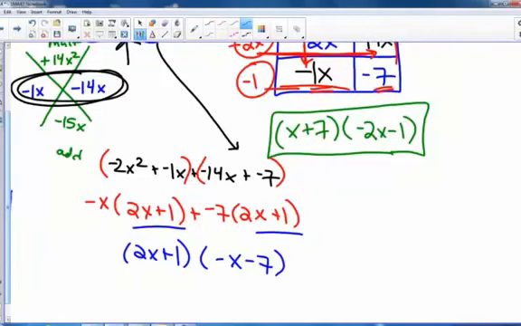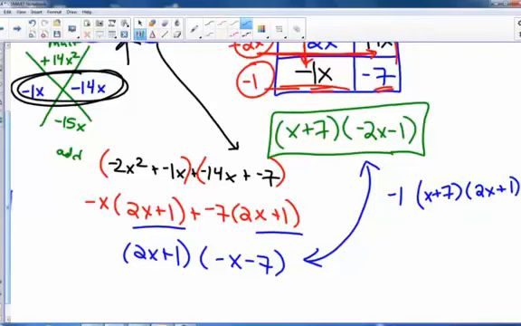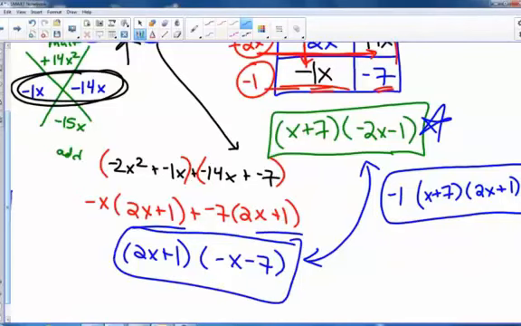Now, because every single sign is the opposite, those are actually the exact same. It's the same exact answer. Both of those answers are correct. If you FOIL them out, you'll get the same answer. Because I could take a negative 1 out of this, and then I can have my x plus 7 and 2x plus 1. So that's another way to look at it. But this is a great answer. They're the same exact answer.